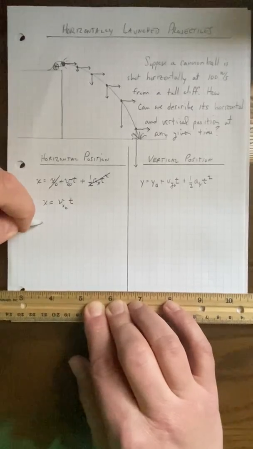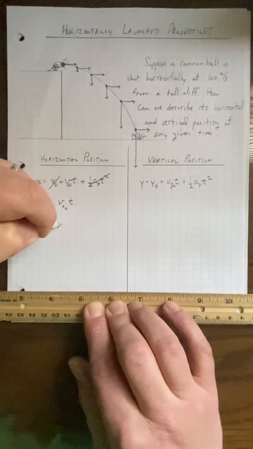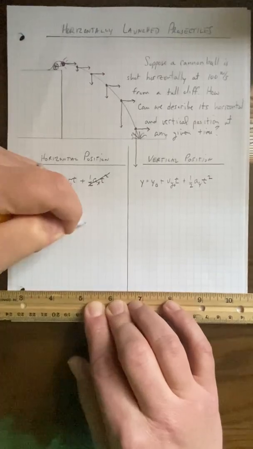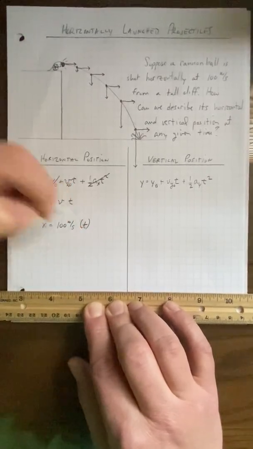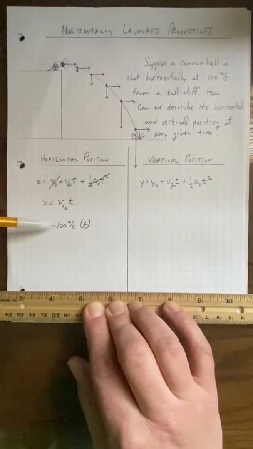So in this case, it was shot at 100 meters per second. This function would tell you at any given time where the thing is horizontally.